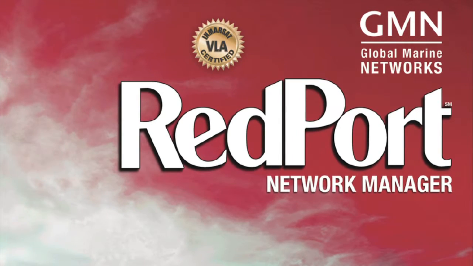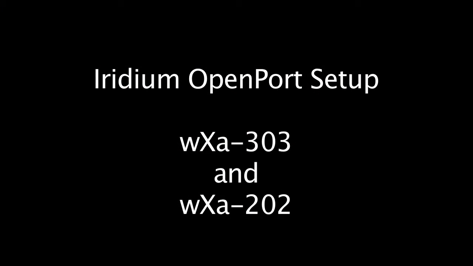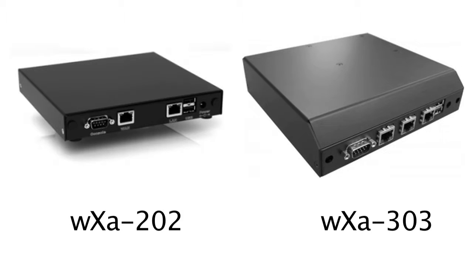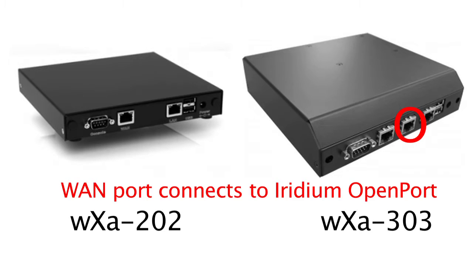Now, here's Dr. Soltero. You bought a WXH-303. It's exactly like the WXH-202, which is depicted here, except that it has three Ethernet ports. The center Ethernet port is the WAN port that gets connected to the Iridium OpenPort. And then, of course, you'll have a 12-volt lead, which will get connected into the boat.